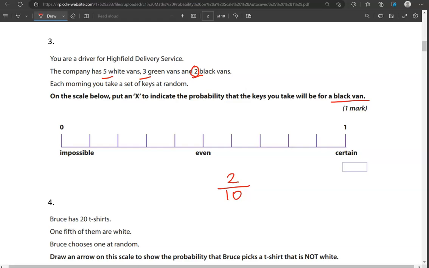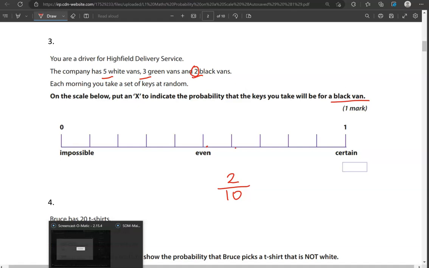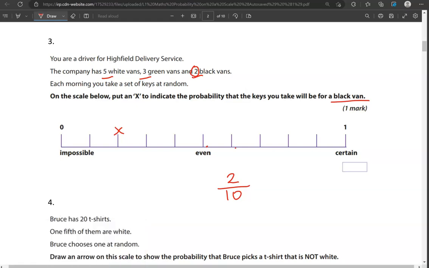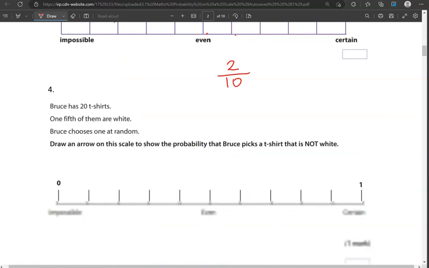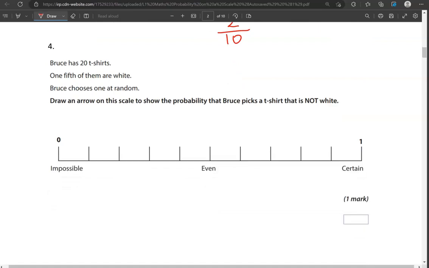So we've got 1, 2, 3, 4, 5, 6, 7, 8, 9, 10 divisions. So we're going to stop at 2. There is 1, 2 here. 2/10 is represented at that point, which is the same as 0.2 or 20%. Bruce has 20 t-shirts. 1/5 of them are white. Bruce chooses one at random. Draw an arrow on the scale to show the probability that Bruce picks a t-shirt that is not white.